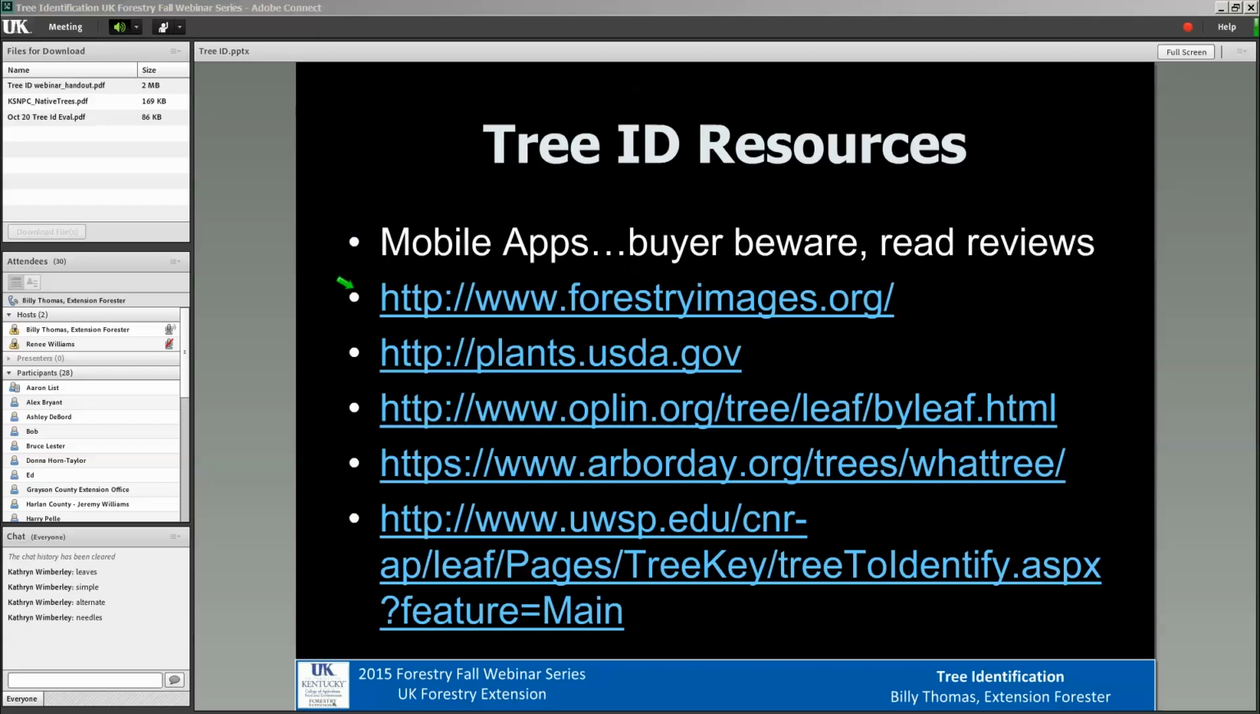Here's a few little websites that you might want to check out. Almost every one of the images I used came from Forestry Images. They've got almost any species. You just type it in and it'll bring up the leaves for that species. Another great one is plants.usda.gov. It's got about all of them. Here's a nice one out of Ohio Public Library, actually. It's a nice little key that you can walk through. The Arbor Day is another good one that we can use occasionally, and there's a link for that. And then here's one out of Wisconsin, Stevens Point. It's another nice one to use.